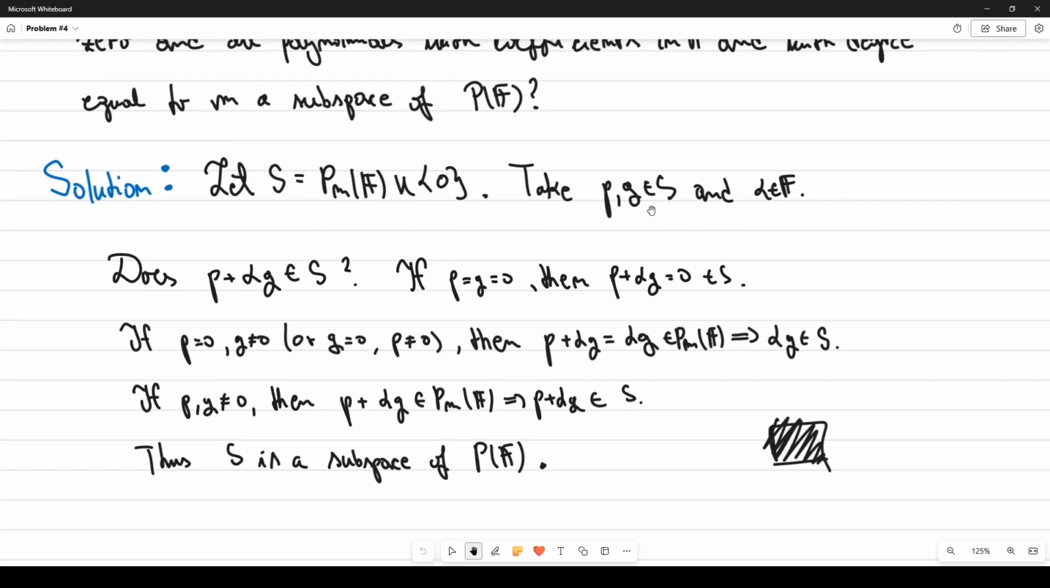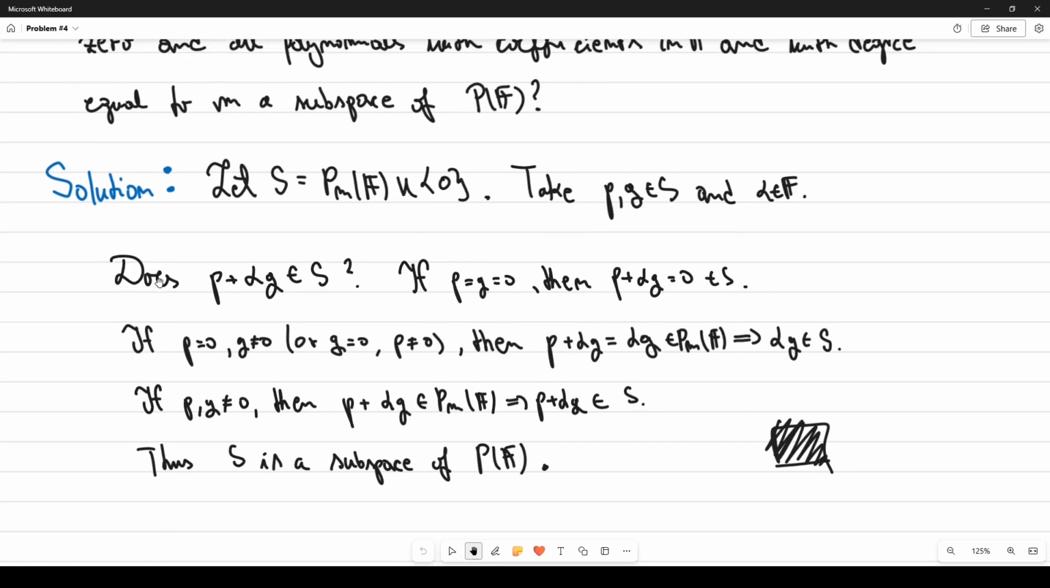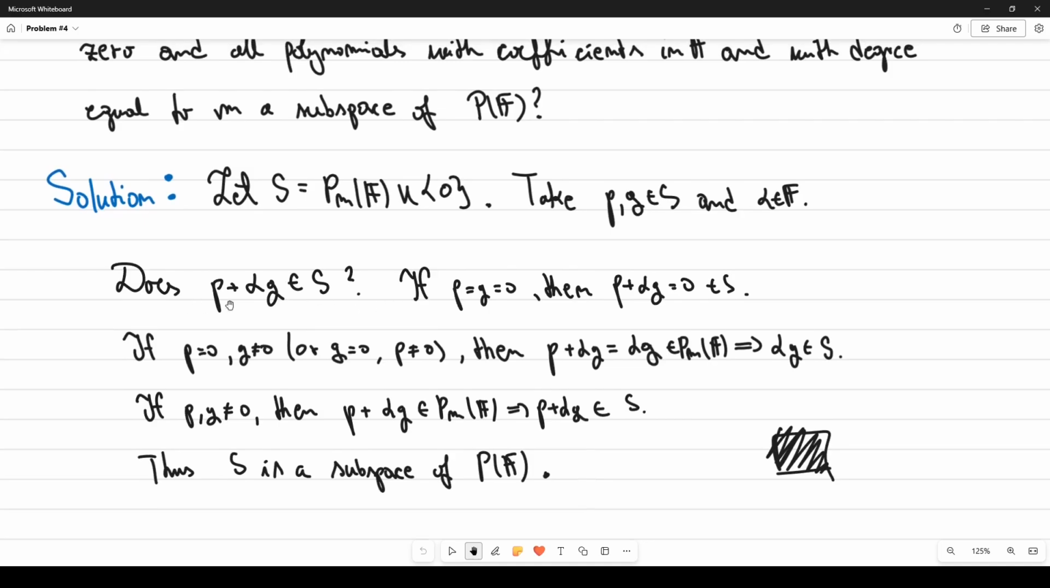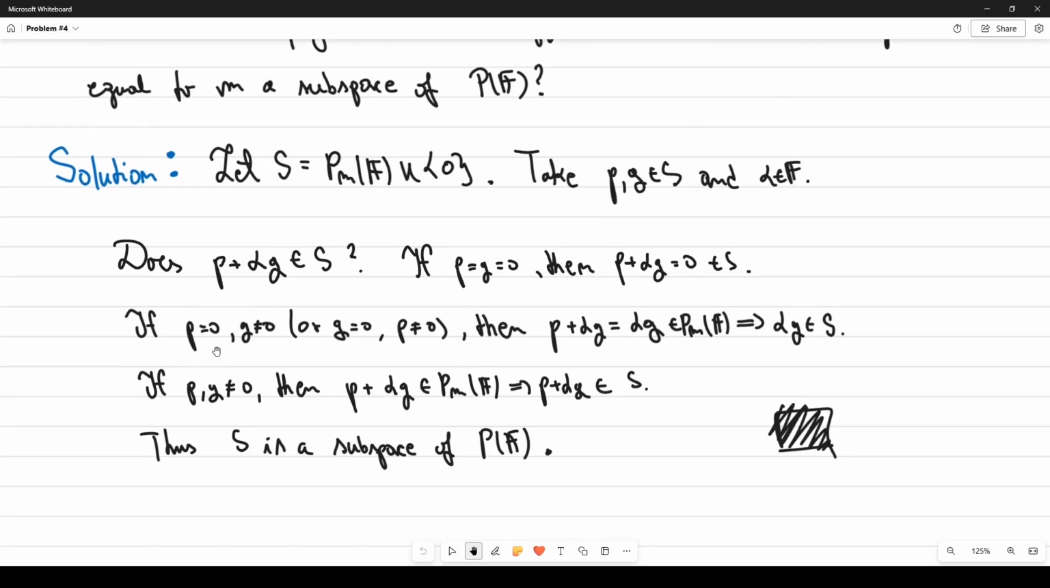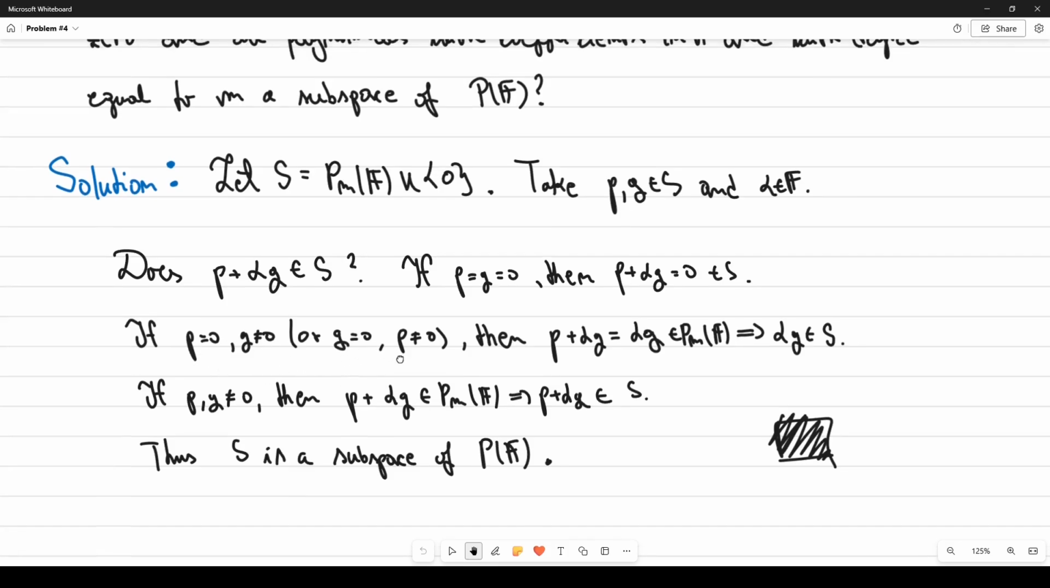And now take P and Q from S and some alpha from our field. And now we ask ourselves, does P plus alpha times Q belong to S? Well, if both polynomials are equal to 0, then the sum is equal to 0 and it belongs to S. If one of the polynomials is equal to 0 and the other is different from 0, well then P plus alpha times Q in this example, because I picked P to be equal to 0, we would get alpha times Q.